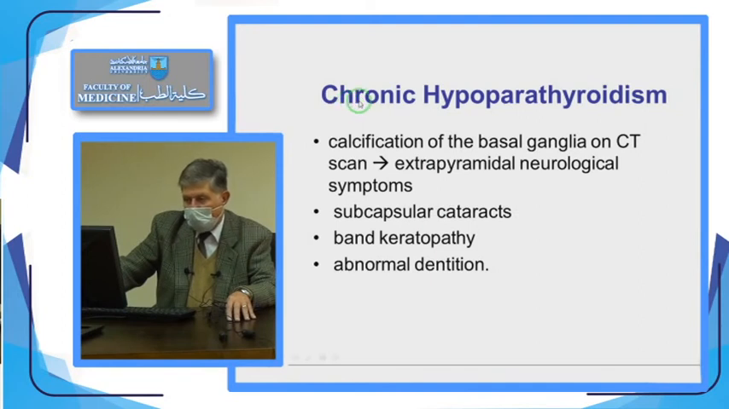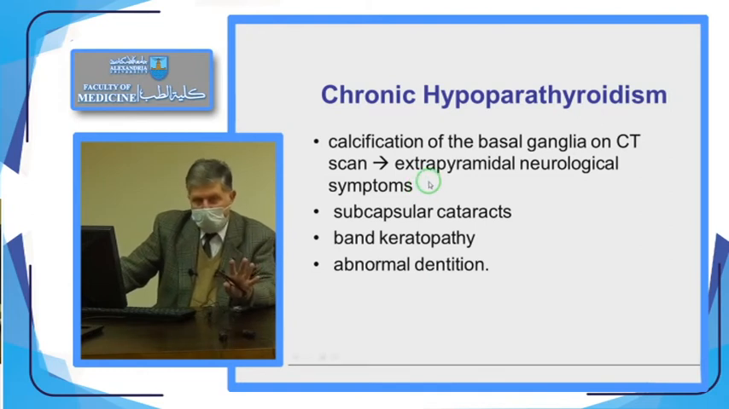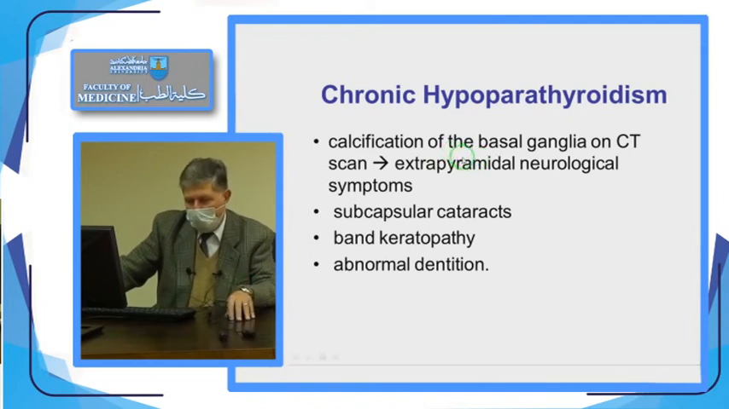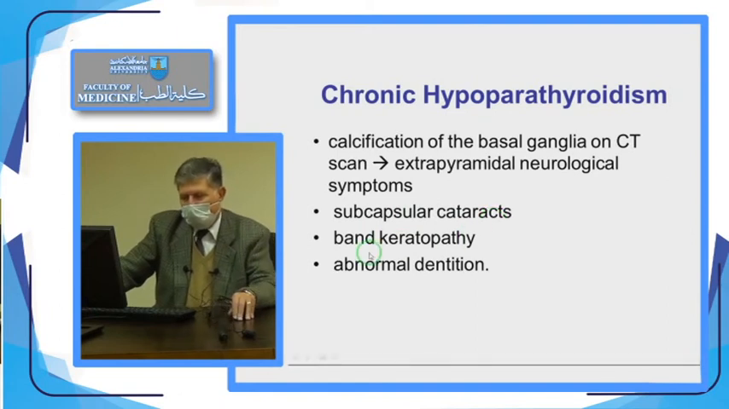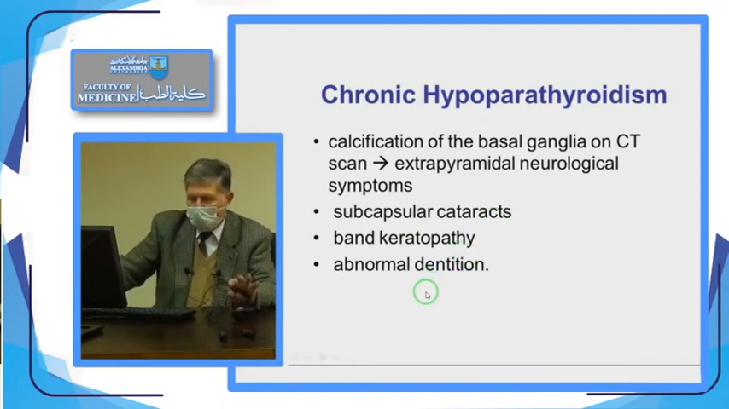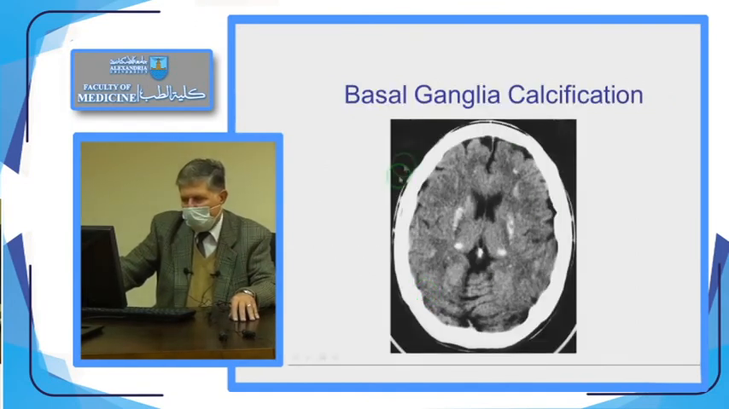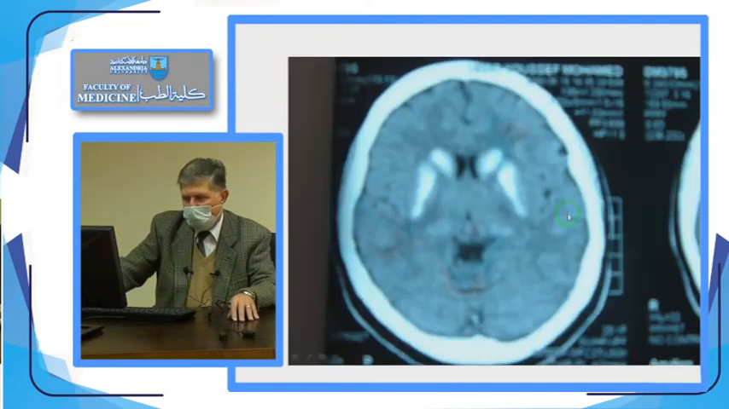But chronic manifestation of hypopara, it includes calcification occurring particularly in the brain, in the basal ganglia, and it can lead to extrapyramidal neurological manifestation. And we don't know why there is a predilection for the deposition of calcium in this particular area of the brain. You can get early or premature subcapsular cataracts. You can get abnormality in the cornea and abnormality in the teeth. This is chronic hypopara. And this is a CT of the patient. This is basal ganglia calcified. They appear white as the bone. So this calcification. And this is one of our patients.